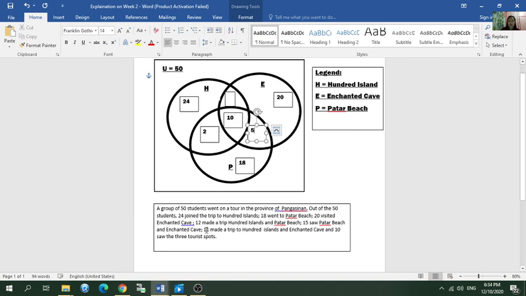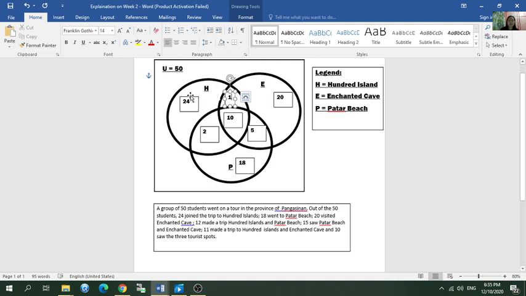Another one, we have 11. Made a trip to 100 Islands and Enchanted Cave. Ilan siya? We have 11. So, meron na tayo dito 10. 11 minus 10 is 1. Okay, nakuha po natin, nakakasunod po tayo.